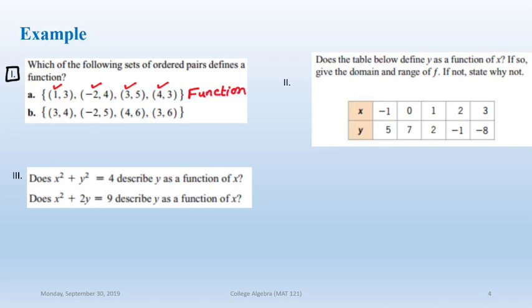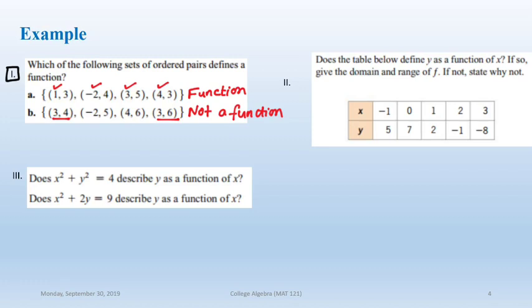Now look at the second one. You'll see that here we have 3 comma 4, the first ordered pair, and last is 3 comma 6. That means 3 has two different y values. So this is not a function, because for the relation to be a function, every x value must have a unique y value.